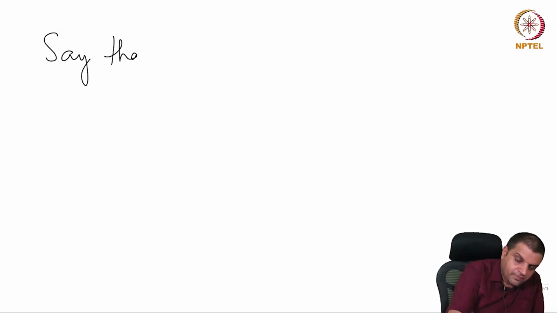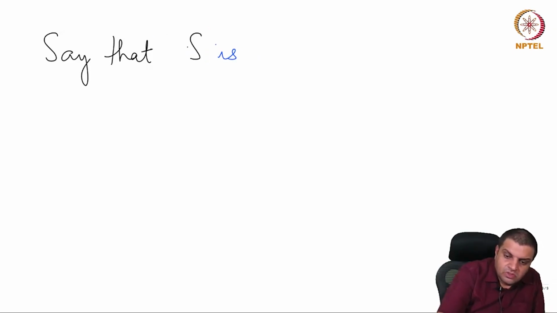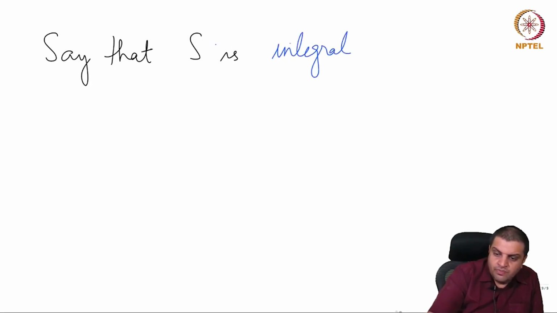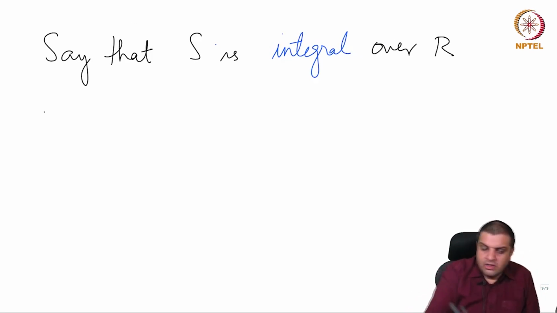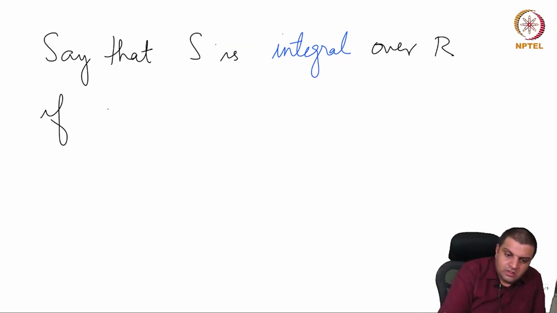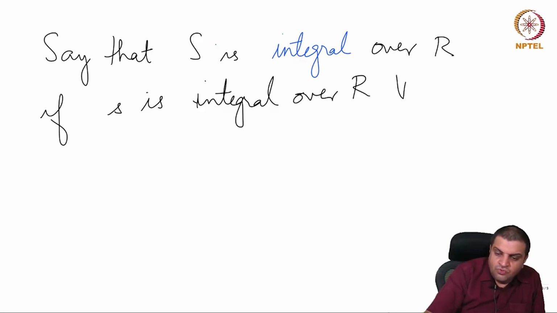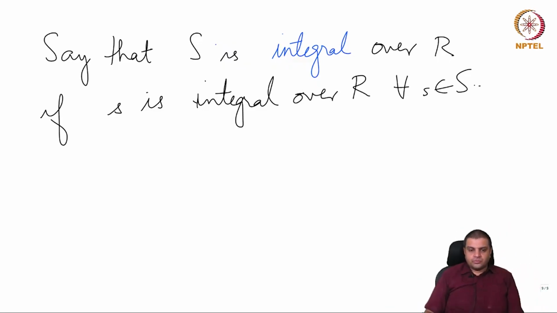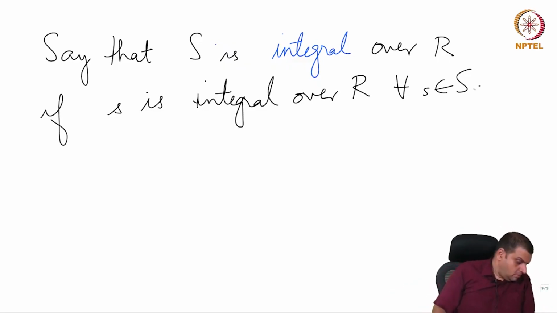We say that S is integral over R if s inside S is integral over R for every s inside S. Okay. So let's look at some examples.